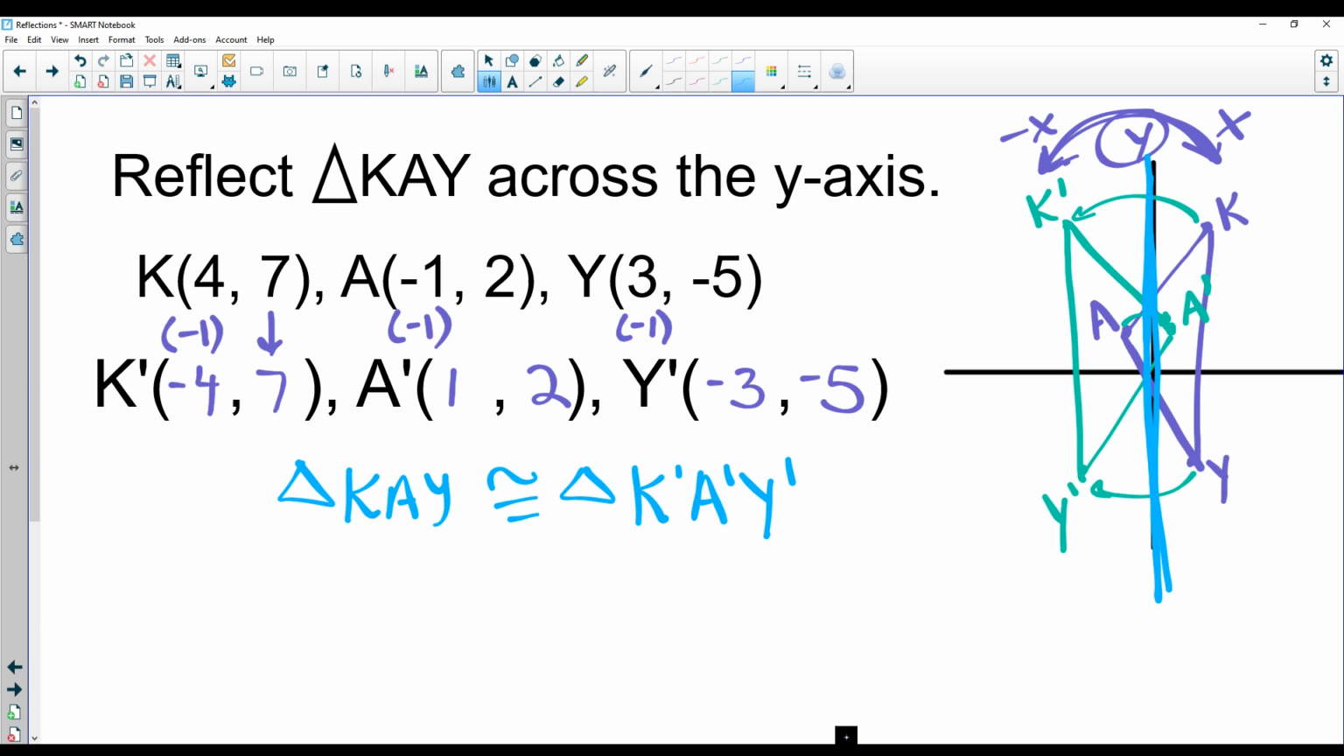All right, so that is a reflection, pretty basic. You just multiply by -1 on the x if you want to flip it over y. Multiply by -1 on the y if you want to flip it over x.